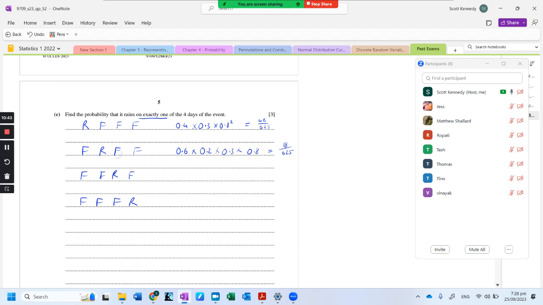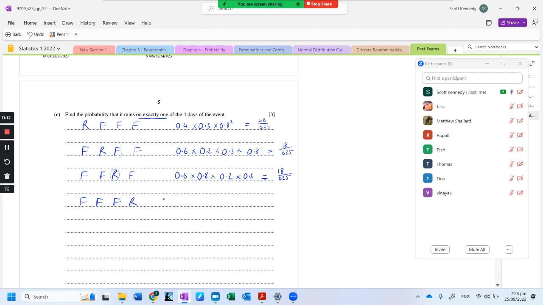Next one is fine, fine, rain, fine, so 0.6. And remember, a fine day after a fine day is 0.8, so we've got 0.8 there. Then we get our rainy day. So a rainy day after a fine day, we've already discussed that, is 0.2. And then a fine day after a rainy day is a 0.3, which we also discussed. Now, if we plug this into the calculator, I was getting 18 over 625 again.